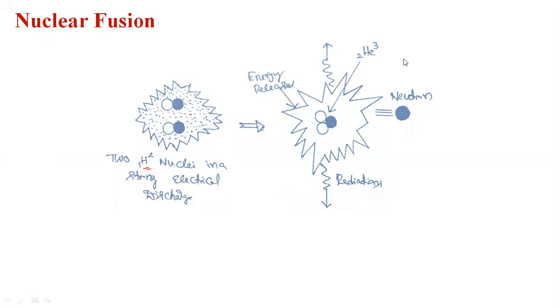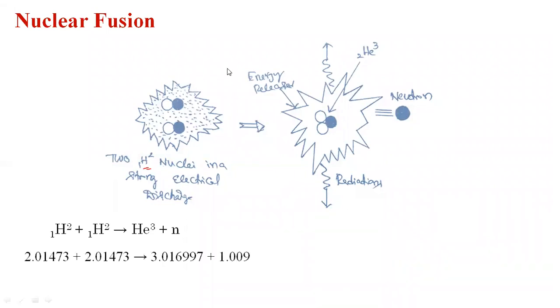Now the huge amount of energy is released means that the two hydrogen atoms release the heavier element helium and release a small neutron. For the hydrogen, the mass energy relationship, the value is 2.01473, and for helium the value is 3.016697. From the exam point of view, remember these numbers, the starting values, and the neutron value is 1.009.